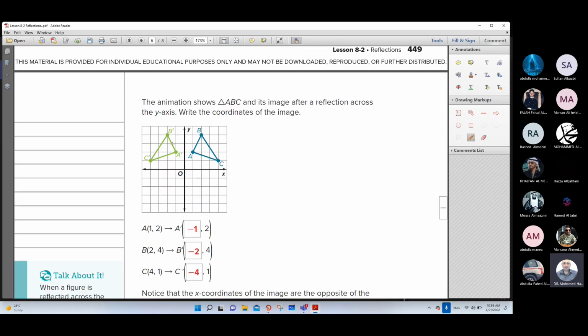The same idea here, the animation shows triangle ABC and its image after a reflection across the line.